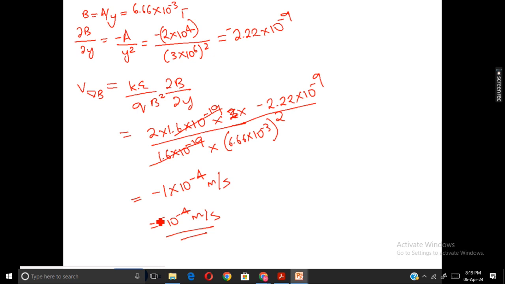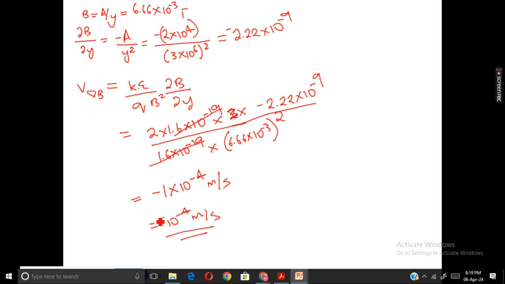In the question, the things that are given: they have given the value of y, which is 3 into 10 raised to 6 meter. They have given how the magnetic field is varying, B is given as A by y. They have also given the value of A, which is 2 into 10 raised to 4 Tesla per meter. Per meter, this much change is happening to the magnetic field. And they have also given the value of the kinetic energy of the proton, which is 2 electron volt.